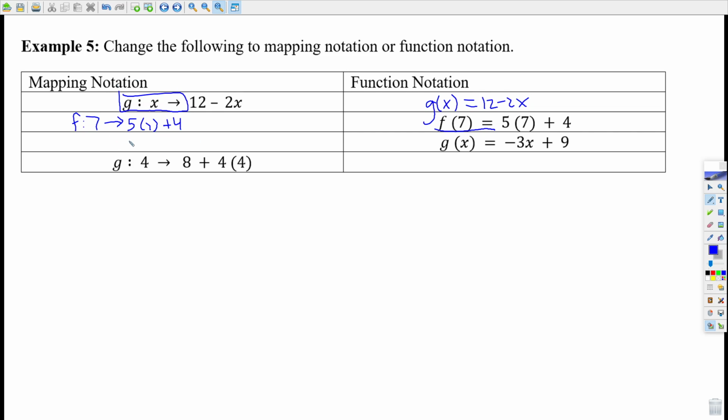This notation is probably something you have not seen before. All right, let's do it again. Going from g of x over to mapping notation. So we say g maps x onto negative 3x plus 9. And lastly, we'll go from mapping to function notation. This would be g of, what number comes next? 4 equals 8 plus 4 times 4. So this end part you just copy down after you get past the equal sign.